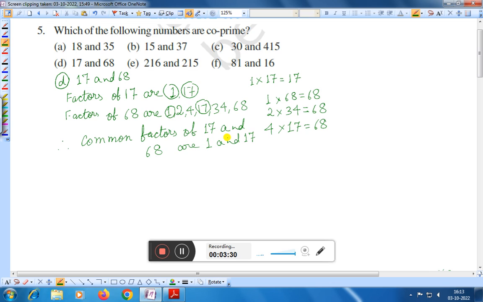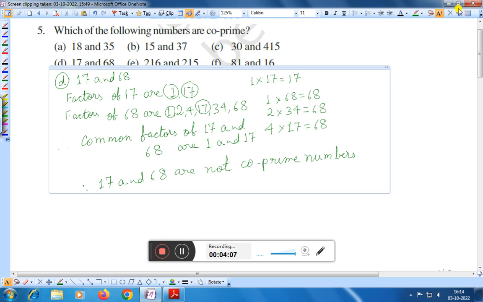Co-prime numbers are those numbers which have only 1 as their common factor. Therefore, we can say that 17 and 68 are not co-prime numbers. This is the solution of question number D. Next, we will do question number E.